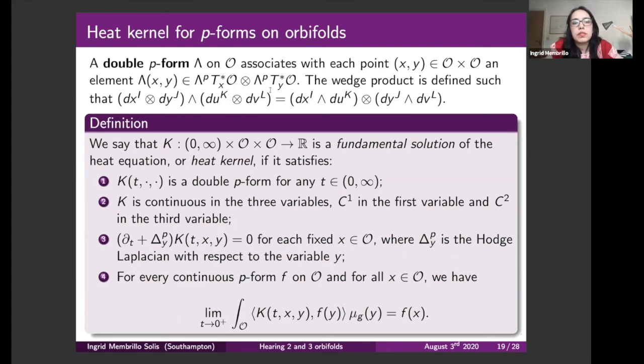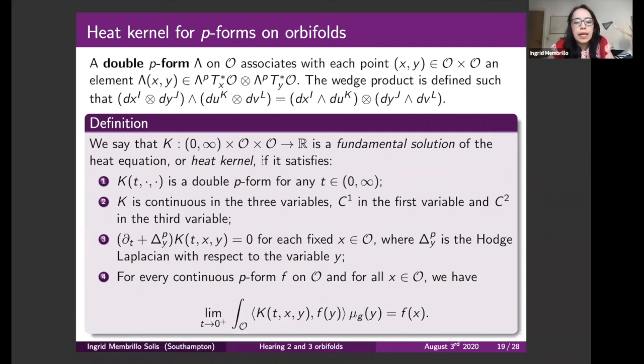So a double P-form is just associated with each point (x, y) in the Cartesian product of two copies of the orbifold, an element of the tensor product of the P-th exterior algebra of the cotangent space at the point x in the orbifold and the cotangent space at the point y of the orbifold. And so the wedge product is defined in this way. So now with this in mind, we can define what a fundamental solution is for the heat equation.